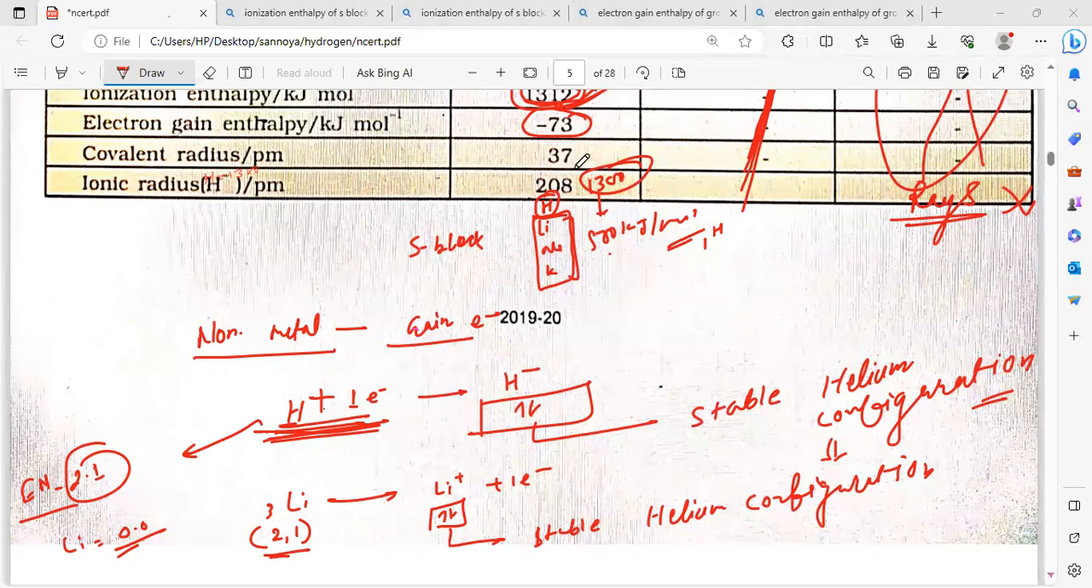Now, the second question is there, covalent radius. Since it is non-metal, it has the covalent radius. But if you go to the metal, it has the ionic radius. Now, the third one, these two questions: covalent radius is 37 and ionic radius is 208. What can be the reason? Please explain.